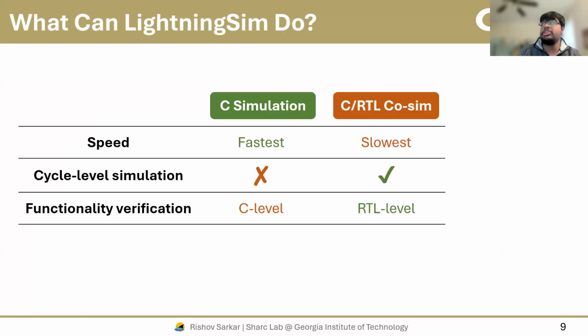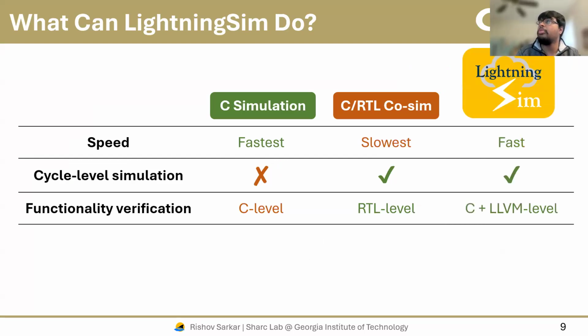So if we compare C simulation and co-simulation, as we just mentioned, there's the speed trade-off, and C simulation, of course, doesn't have any cycle level estimates, and it only does a shallow functionality verification. But LightningSim combines the best of both worlds between C simulation and RTL co-simulation, where we can get speed that's almost as fast as C simulation, depending on the design. As you saw, it can complete faster than synthesis, and the actual speed of the simulation itself can be comparable to C simulation if you've already run synthesis.